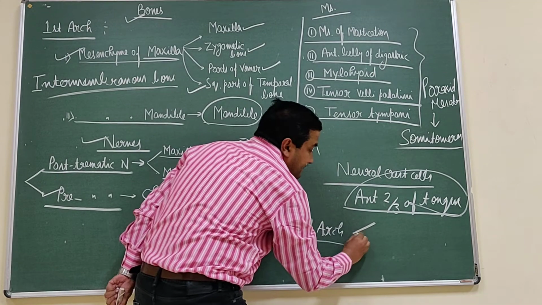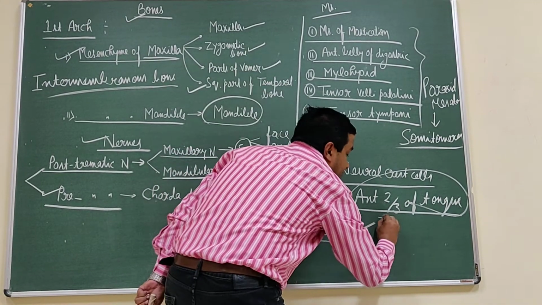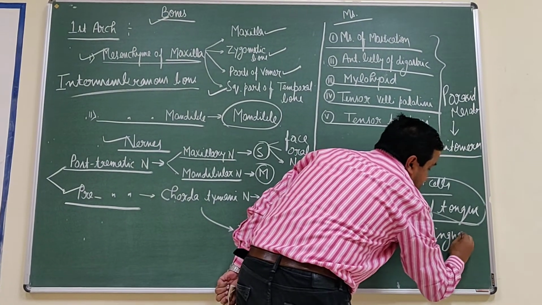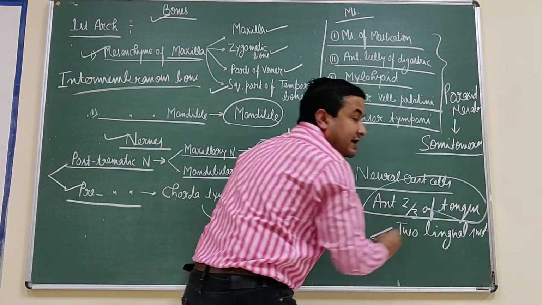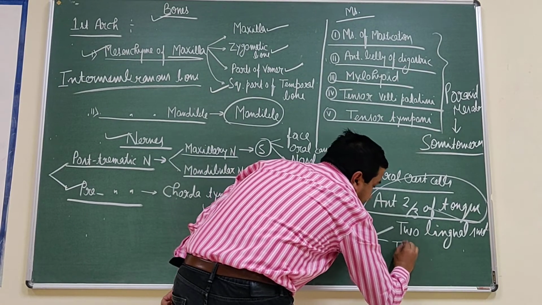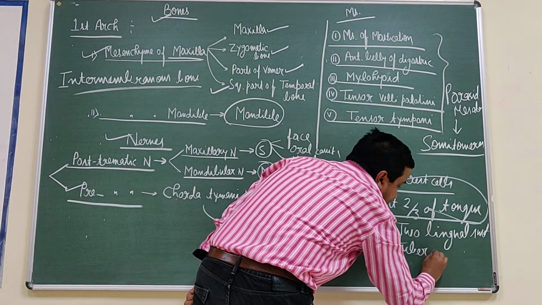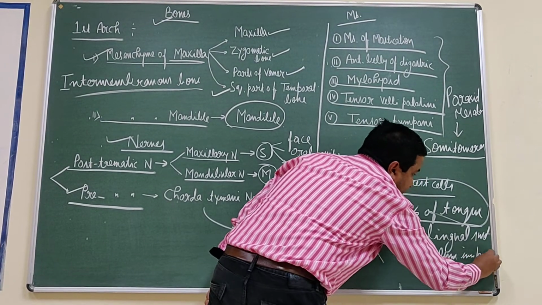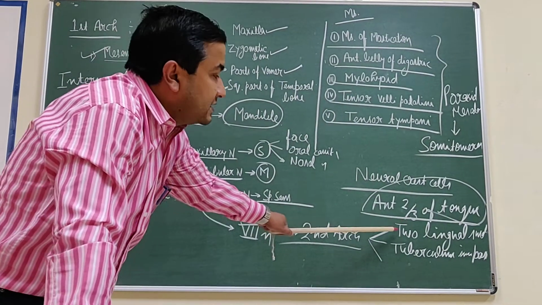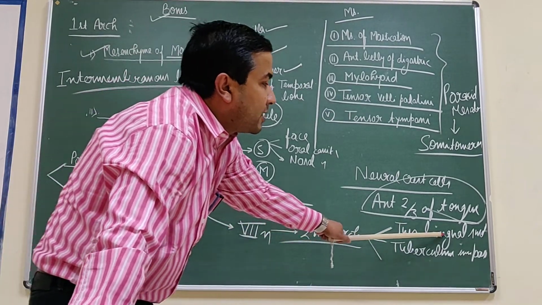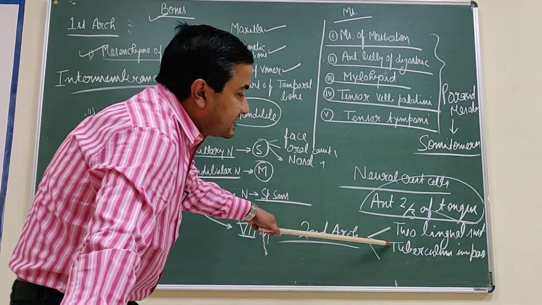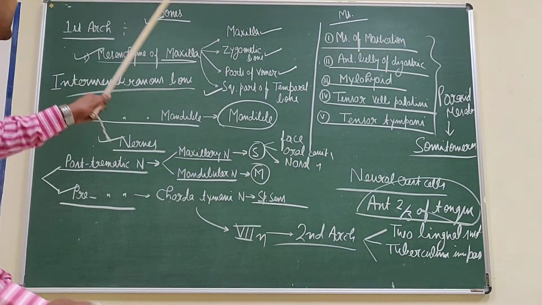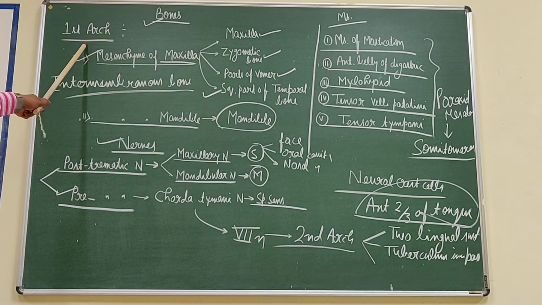These are the 2 lingual swellings, and one, that is the tuberculum impar. We will discuss this in the development of the tongue. These 3 swellings, 2 in number, that is the lingual swellings, and single, it is the tuberculum impar. And these 3 swellings are formed in relation to the first arch.